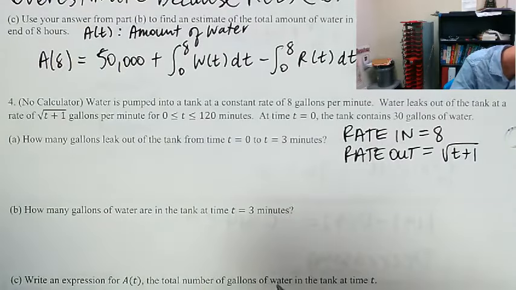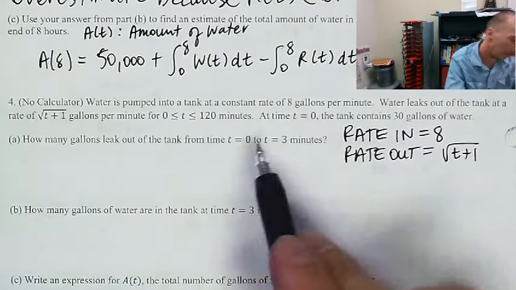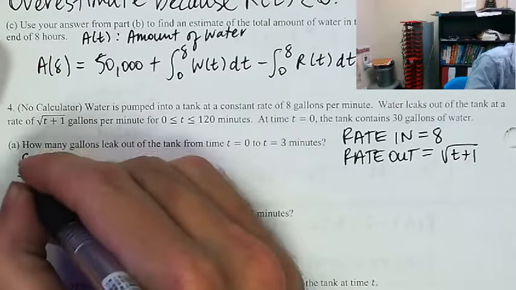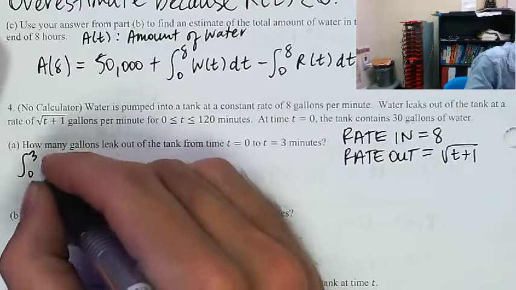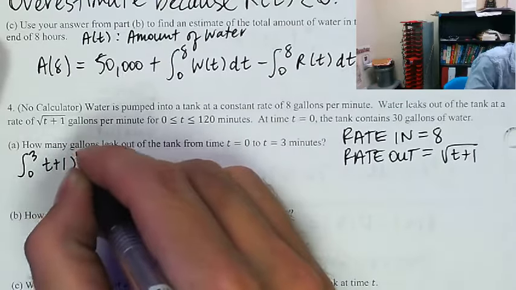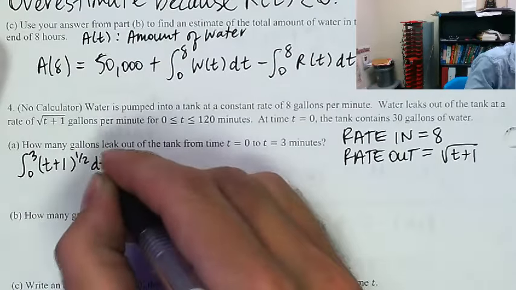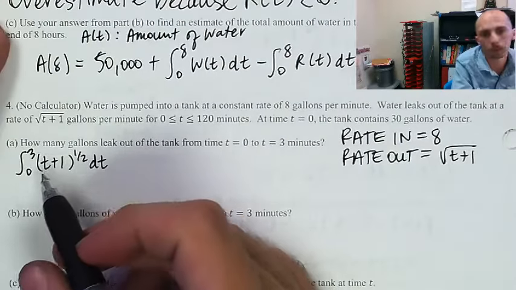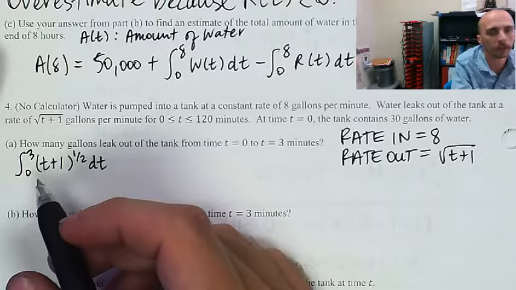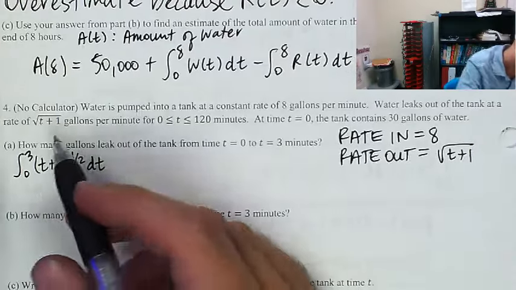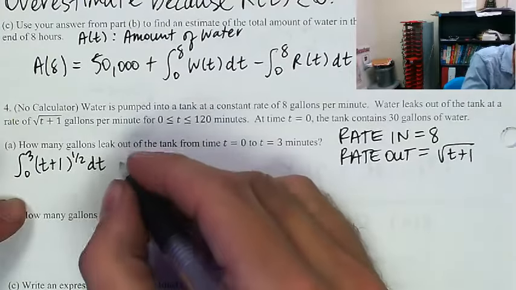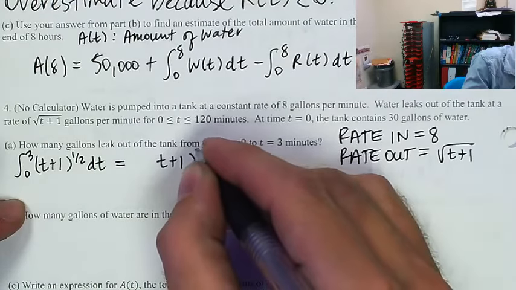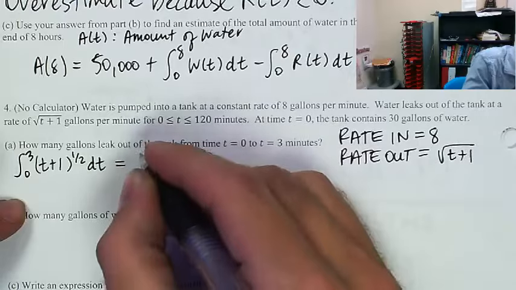How many gallons leak out of the tank from time? Okay, so we want to integrate rate out from 0 to 3, the integral from 0 to 3 of t plus 1 to the 1/2 power with respect to t. You can use the substitution on t plus 1, but then du would equal dt, and it's like, oh, why would you do that? So what we're going to do is just add 1 to the power. That's 3/2, and then divide by the new power.